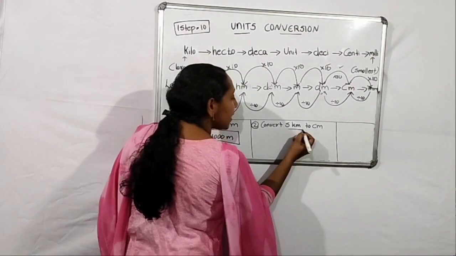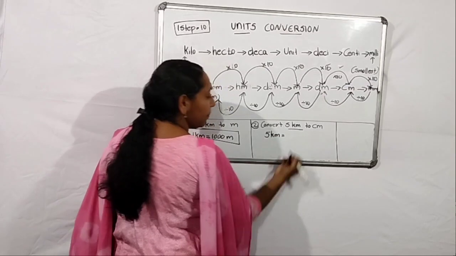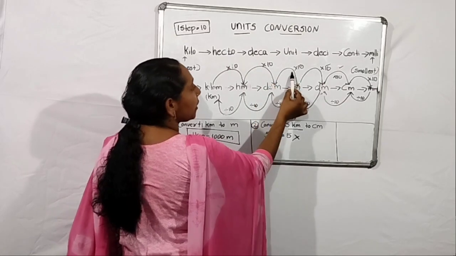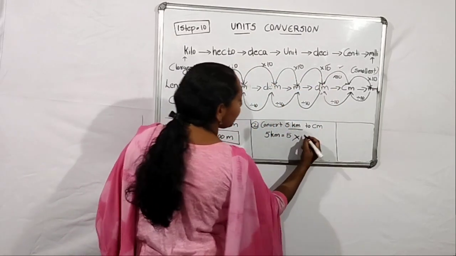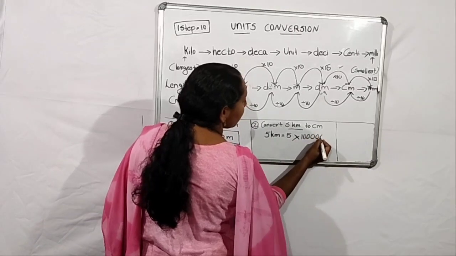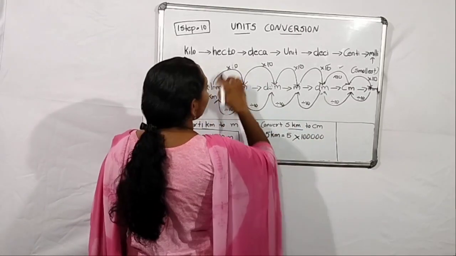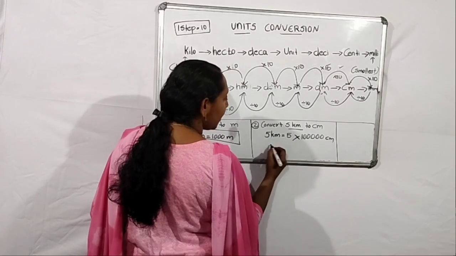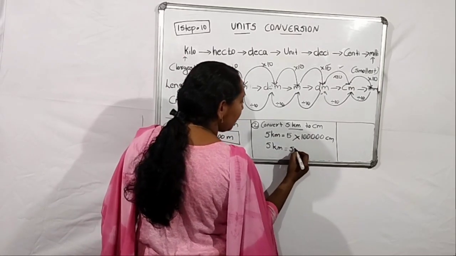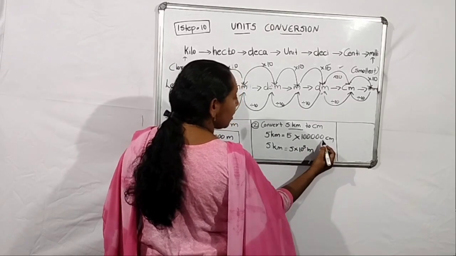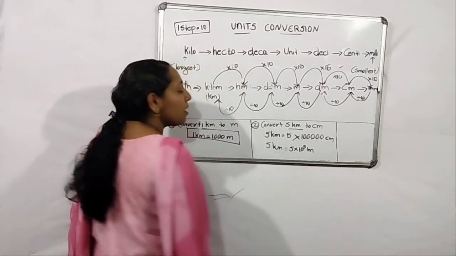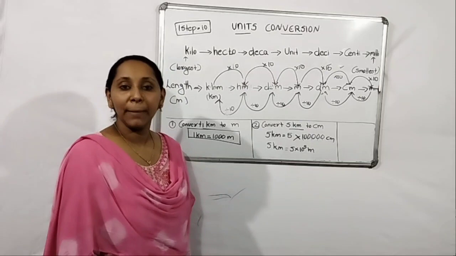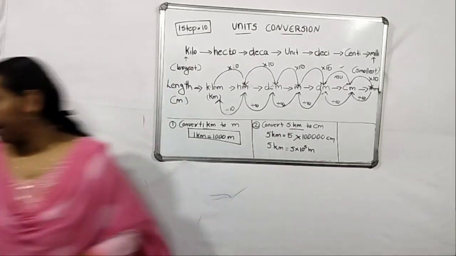My given data is 5 kilometer. That's the reason for 5 into. How many times should we multiply? 10 into 10 into 10 into 10 into 10. That means 5 times. 1, 2, 3, 4, 5. That means 5 kilometer equals 5 into 10 raised to 5 centimeter. 1, 2, 3, 4, 5 zeros are here. That's the reason for 5 into 10 raised to 5. Okay. Then another example.